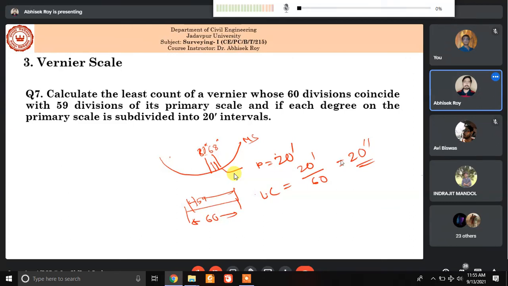Is that clear to everyone? Please understand, it is very much important. Is this clear? If I have to repeat, I will repeat. Can you confirm whether it is clear or not? Yes. So the least count is 20 seconds.